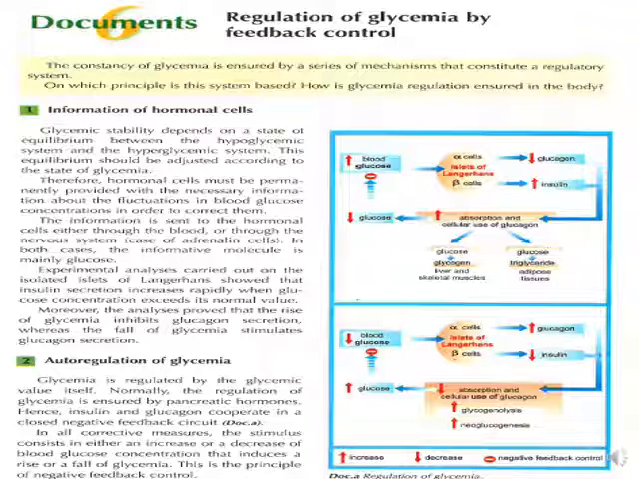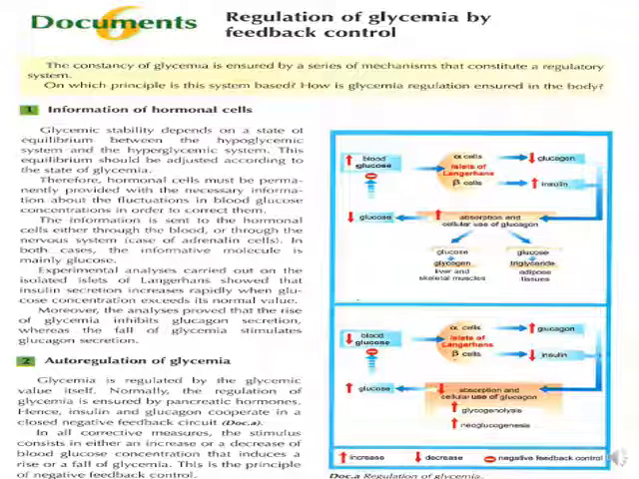And formation of the hormonal cells. Glycemic stability depends on a state of equilibrium between the hypoglycemic system and the hyperglycemic system. This equilibrium should be adjusted according to the state of glycemia. Therefore, hormonal cells must be permanently provided with the necessary information about the fluctuation in blood glucose concentration in order to correct them. The information is sent to the hormonal cells either through the blood or through the nervous system. In both cases, the informative molecule is mainly glucose.